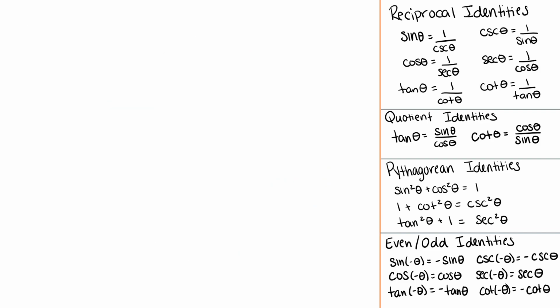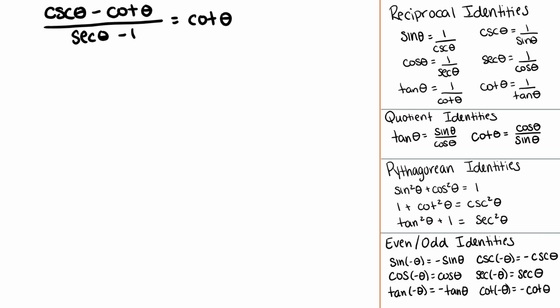Next we have cosecant theta minus cotangent theta over secant theta minus 1 equals cotangent theta. So usually when we're looking at these expressions, I find it's easier to work with the side that has more options, more of the trig functions, because you're going to be able to do more simplifying and rearranging and changing. If we were just to look at cotangent, it'd be really difficult to get cotangent to look like the left side versus simplifying the left side to look like the right side.